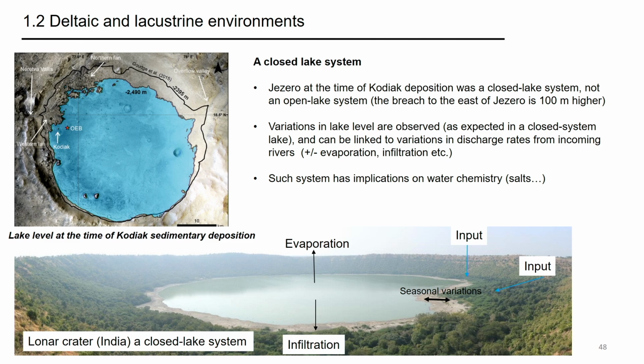And so I have shown a comparison with Lonar Crater in India, which is a closed lake system. And a closed lake system is more variable in elevation because of seasonal variation, evaporation, and infiltration. So we have implications on the water chemistry here because of variation in evaporation. So something to think about when we work on the Jezero crater system.